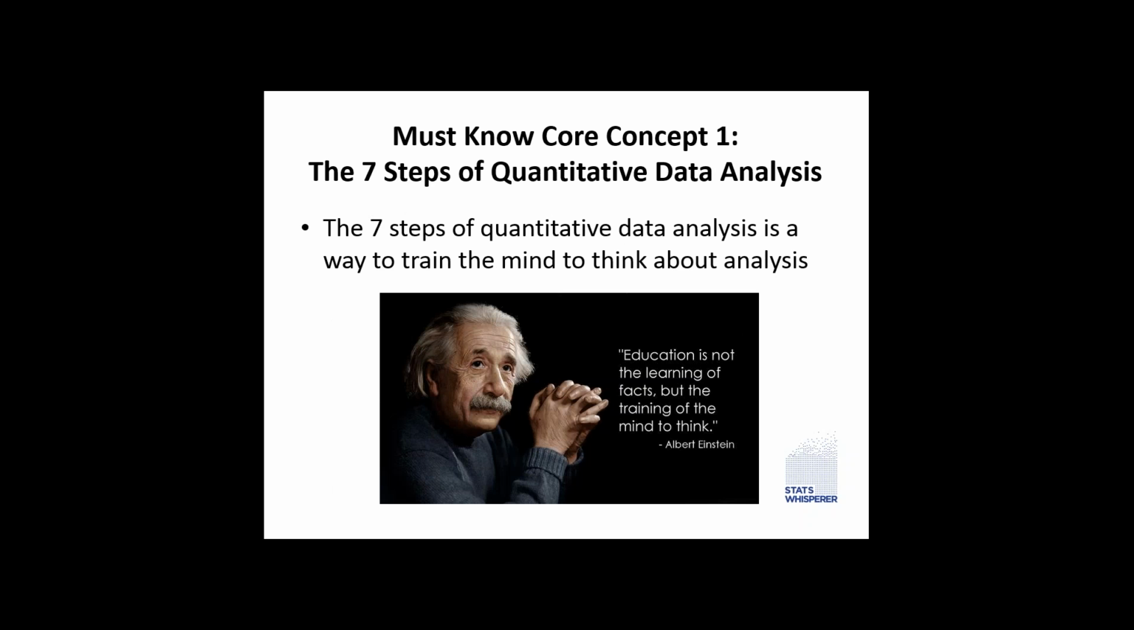Now, Albert Einstein said education is not the learning of facts, but the training of the mind to think. And that's what these 7 steps are. It's not just facts. It's a way to think about quantitative data analysis, a way to train the mind on how to do it. You do this first, you do this second, you do this third. So where do you start? Where do you go? Where do you stop? It's a way of training the mind of how to do it.